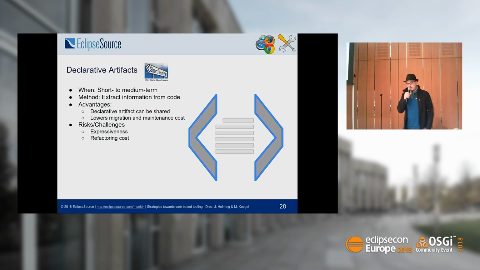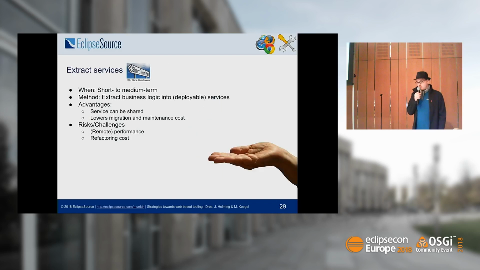Declarative artifacts, kind of related. You extract some of your code into a declarative artifact. A good example in my mind here is, for example, JSON Forms. The idea here is that when you have a form-based UI, you define a model of how that UI looks, and then all you need to implement is a renderer. You don't have to re-implement all the form-based editors that you ever had. Comes with the risk of maybe the expressiveness is not high enough, and the refactoring costs, obviously.